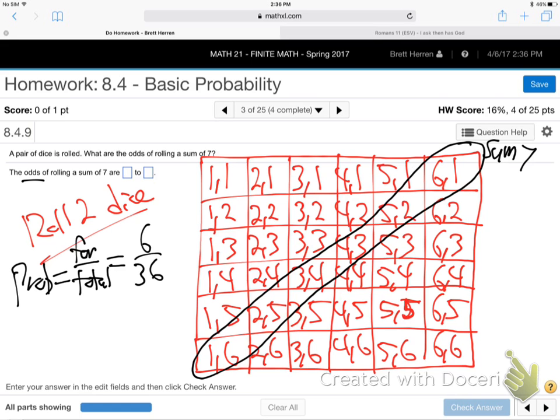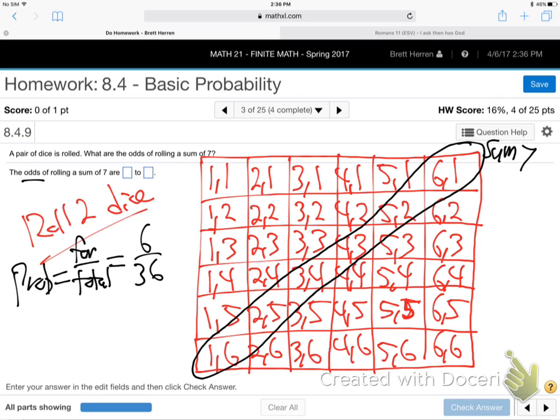It's a 6 by 6 array. There's 36 different things that can happen when you roll 2 dice. And among those 36 different results, 6 of them total 7, right? Those 6 results down the diagonal.